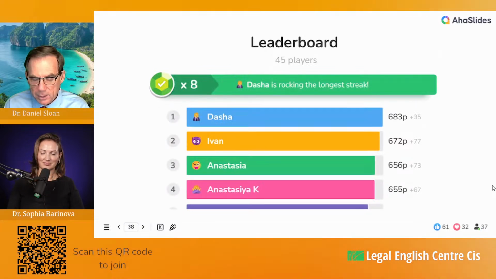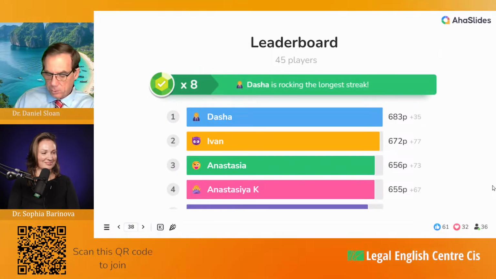So it looks like Anastasia moved up. We have another one under that. So it looks like we're very close in the scores now.